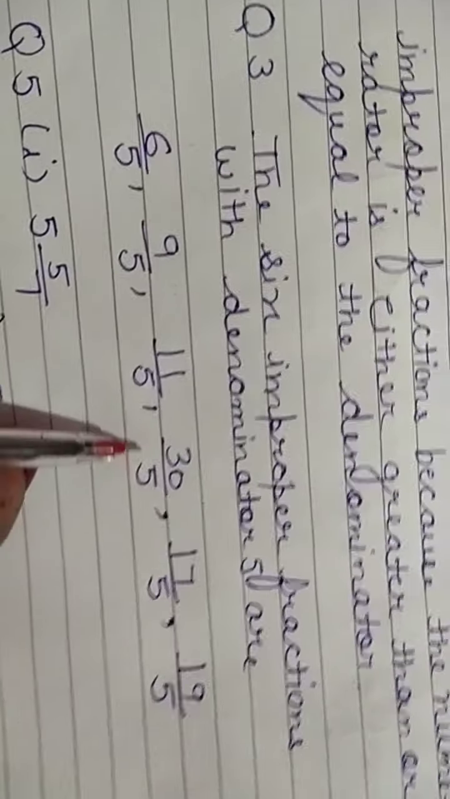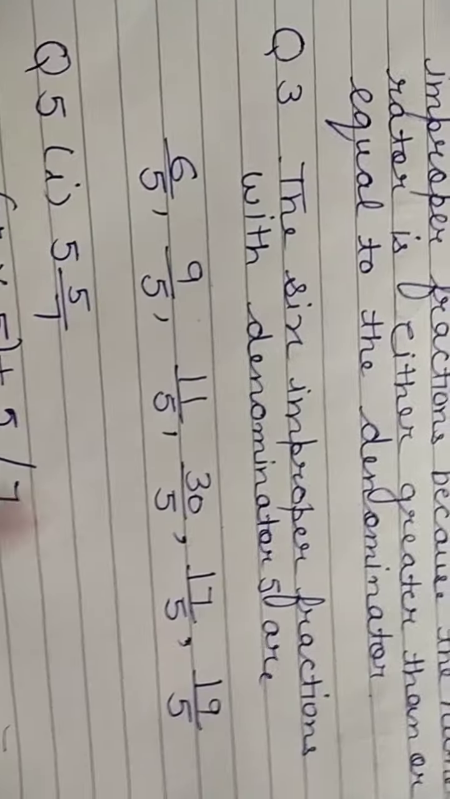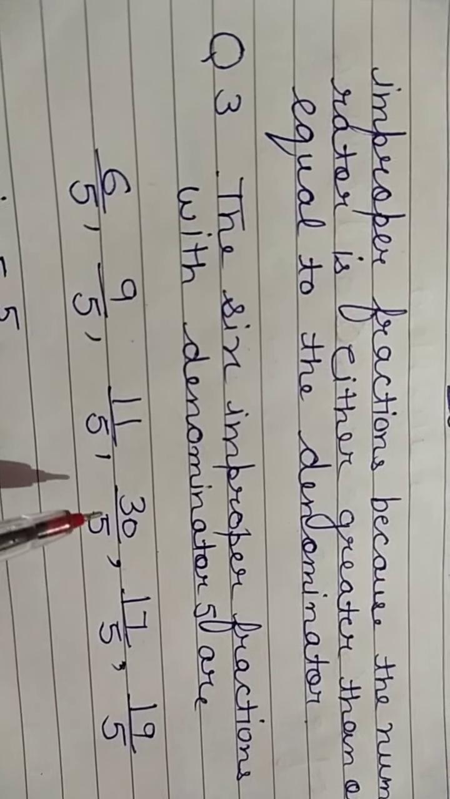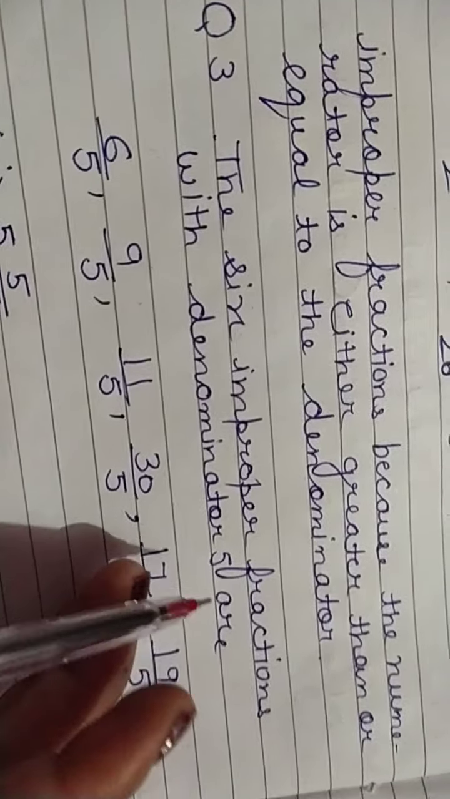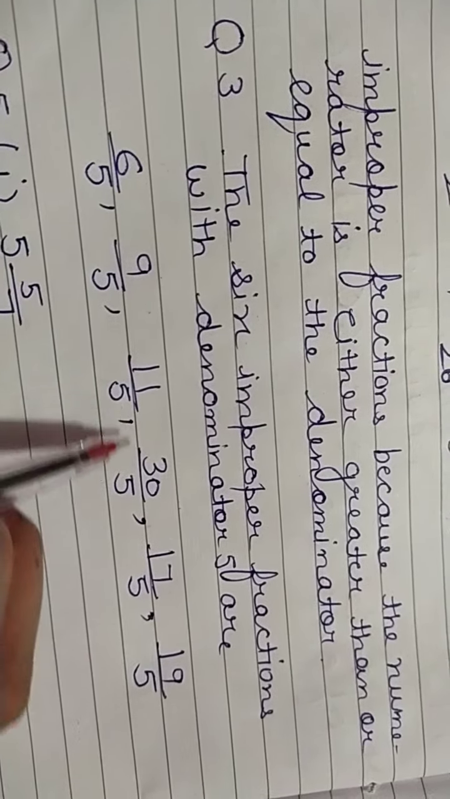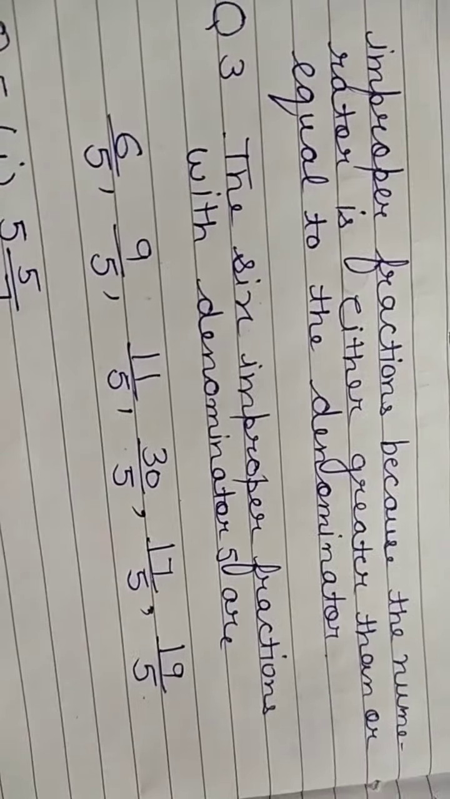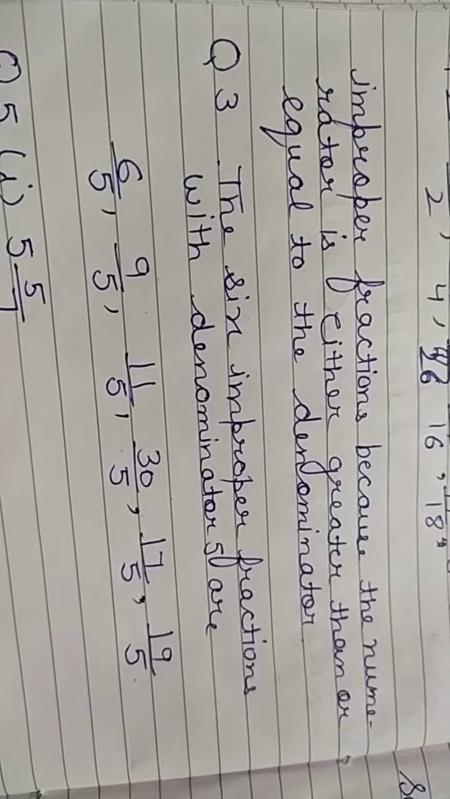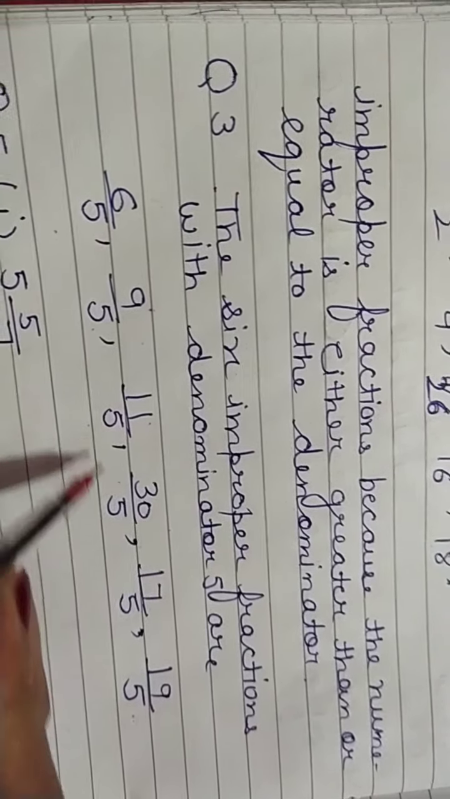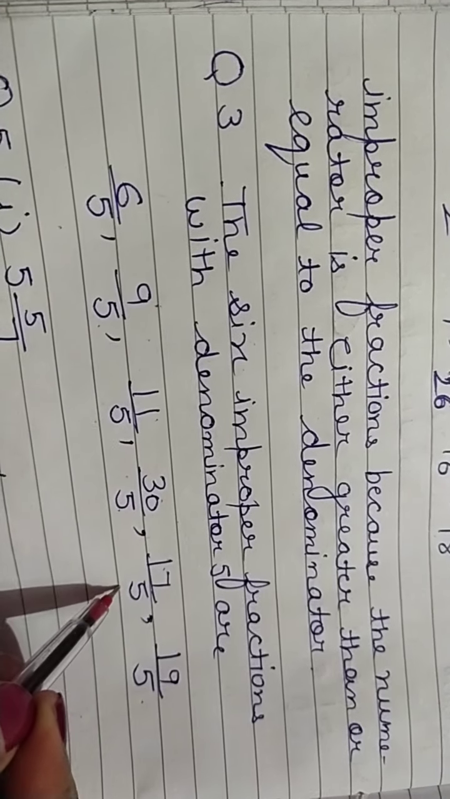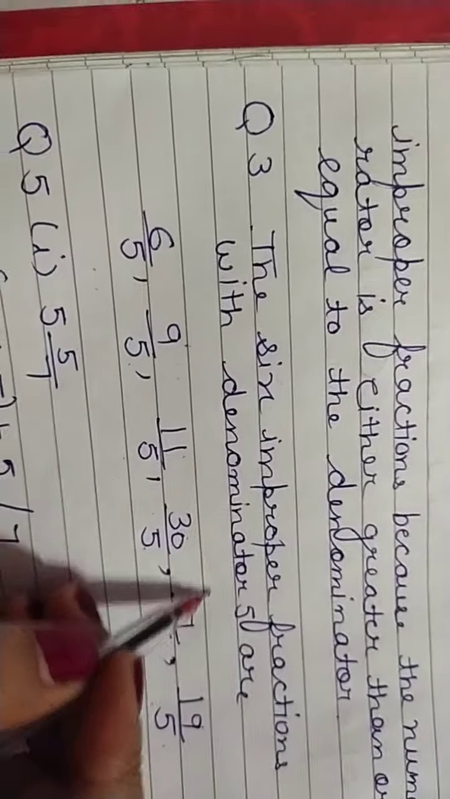So in question number 3 we have to find 6 improper fractions with denominator 5. So we will write 6 improper fractions whose denominator will be 5 and whose numerator can be any number greater than 5. So 6/5, 9/5, 11/5, 30/5, 17/5, 19/5 are examples of 6 improper fractions.